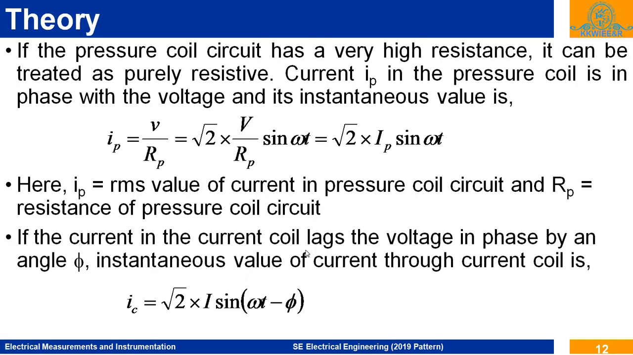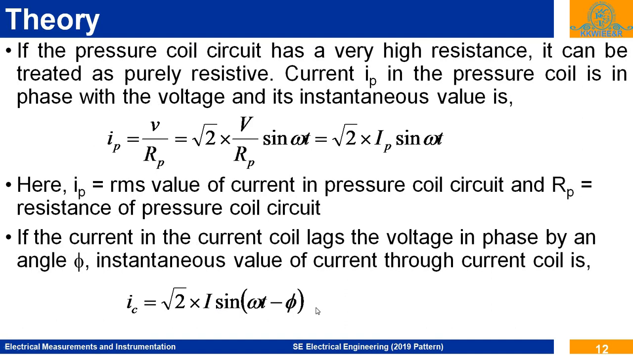Now the current in the current coil lags. Because of the air core coil, it has some inductive property, so the current through this coil is practically not in phase with the voltage. It lags the voltage by some phase angle phi, and the instantaneous value of current through the current coil is given by ic is equal to root 2 I sin omega t minus phi.